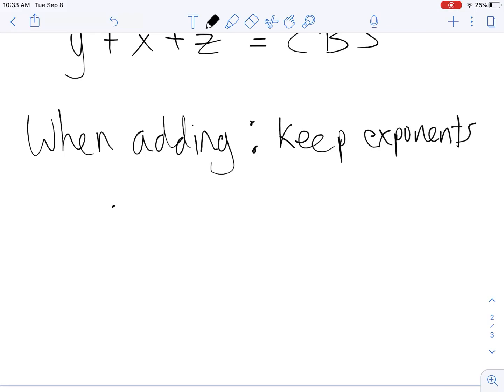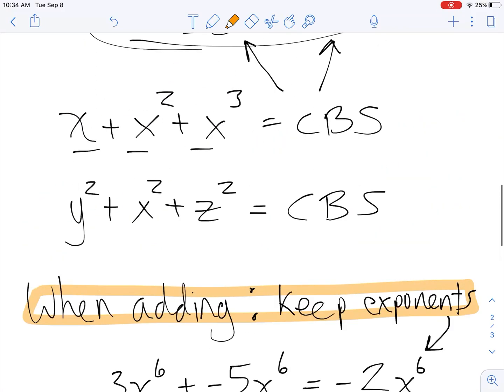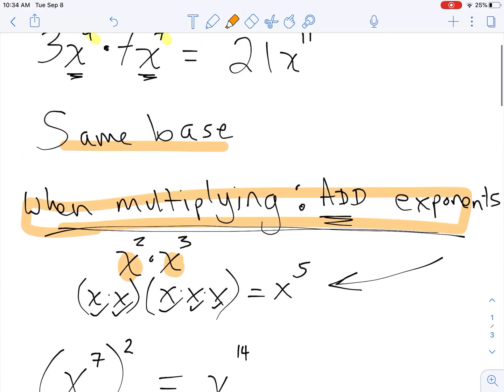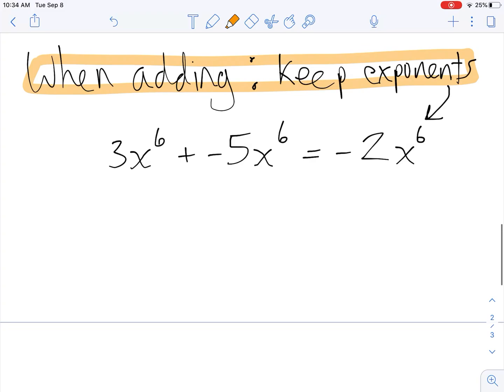In other words, if you have 3x to the 6th plus a negative 5x to the 6th, you should end up with something x to the 6th. You keep this exponent. It does not change. So I would have a negative 2x to the 6th. So if you wanted to memorize 3 rules today, it would be these 3 highlighted in orange. But I don't want you to memorize, because you should be able to sort those out all by yourself.